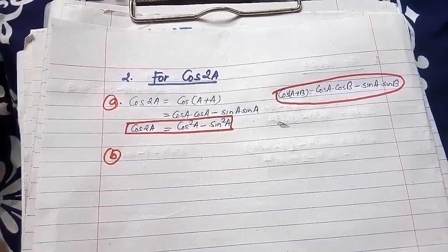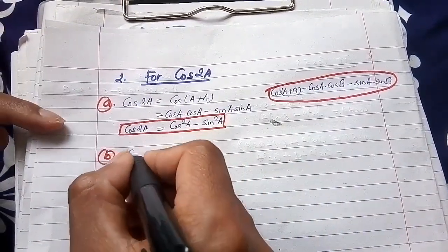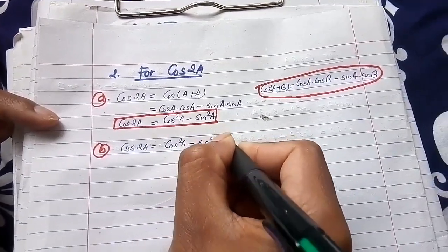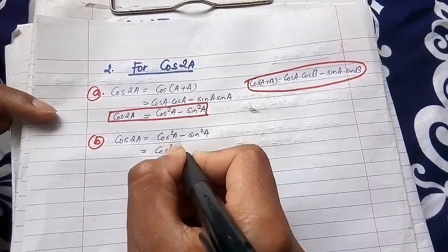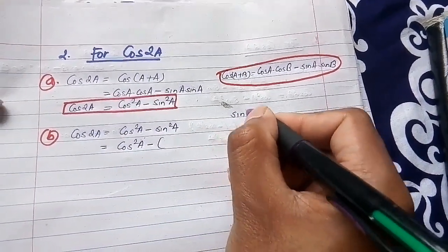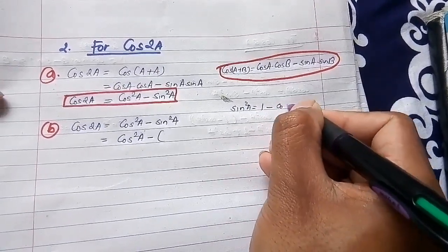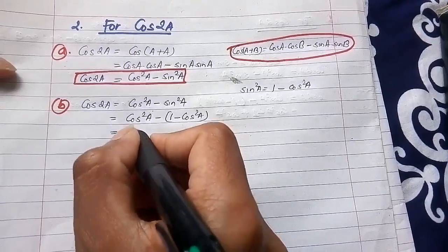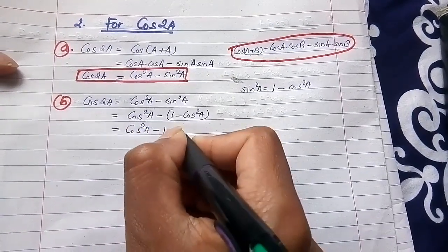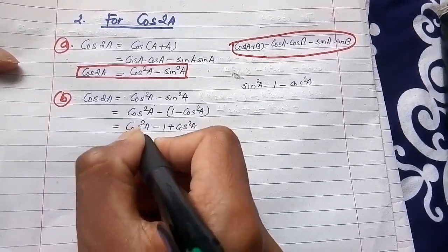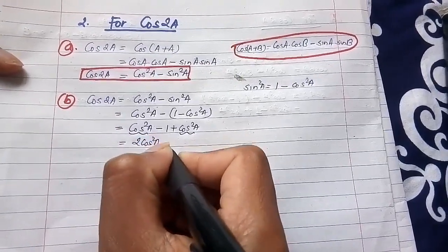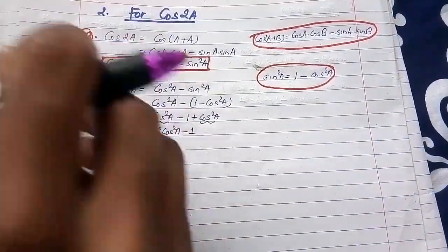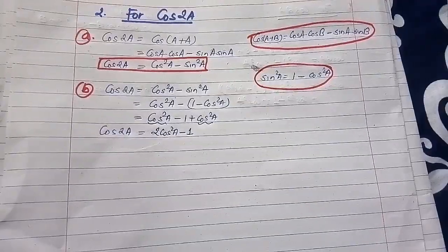Similarly, we have the next formula. This is the main formula. From here we will derive other formulas. Cos 2A equals cos square A minus sin square A. Cos square A minus, and we have a formula sin square A equals 1 minus cos square A. So here 1 minus cos square A, and here cos square A minus 1, minus into minus is plus cos square A. Cos square A will be 2 cos square A minus 1. So this is the next formula of cos 2A.